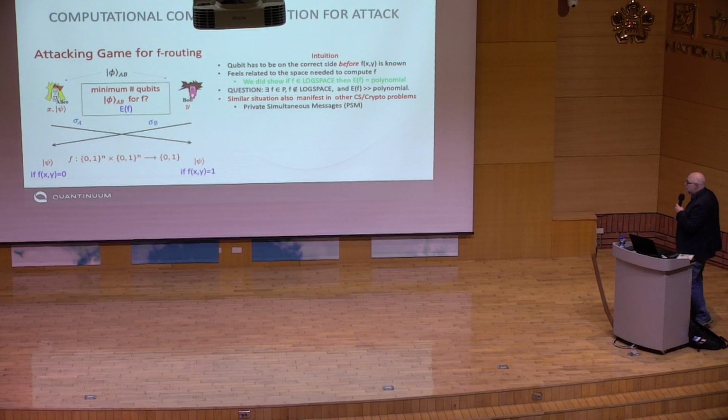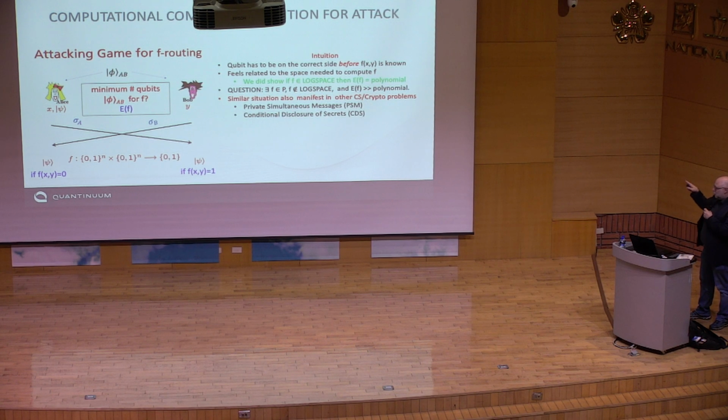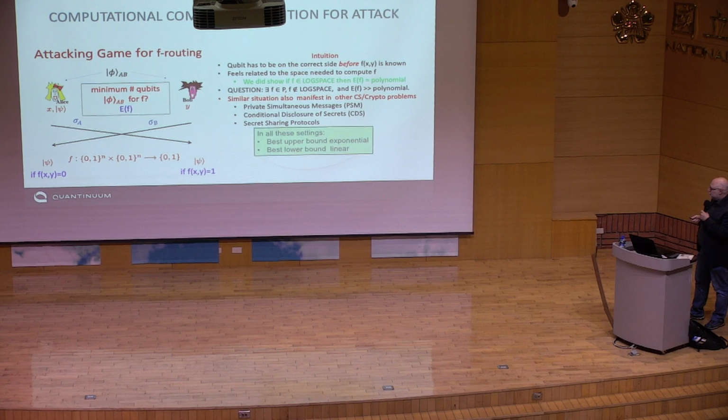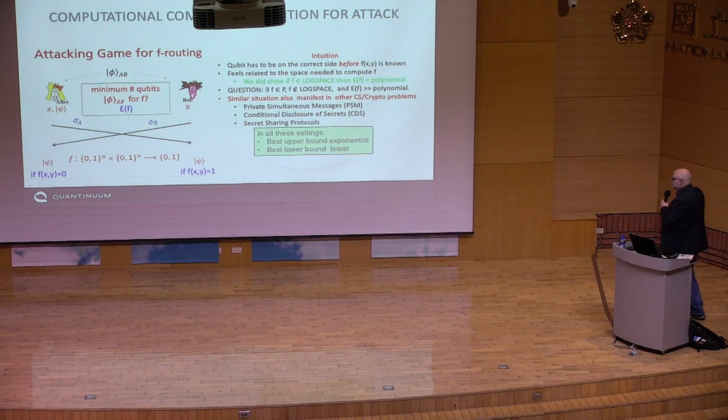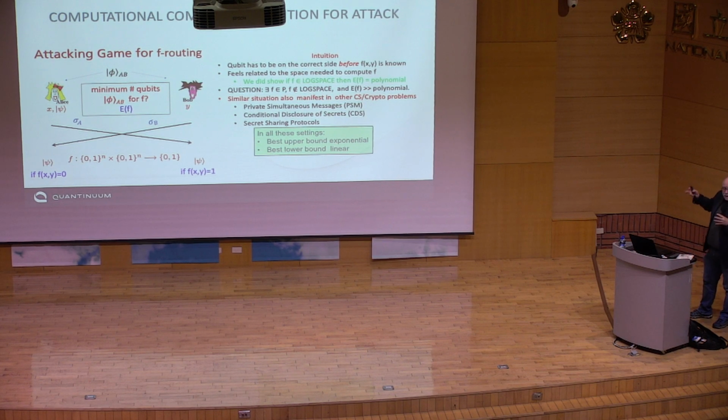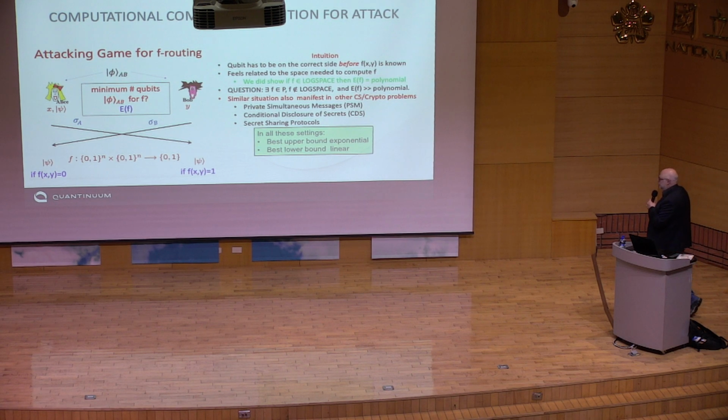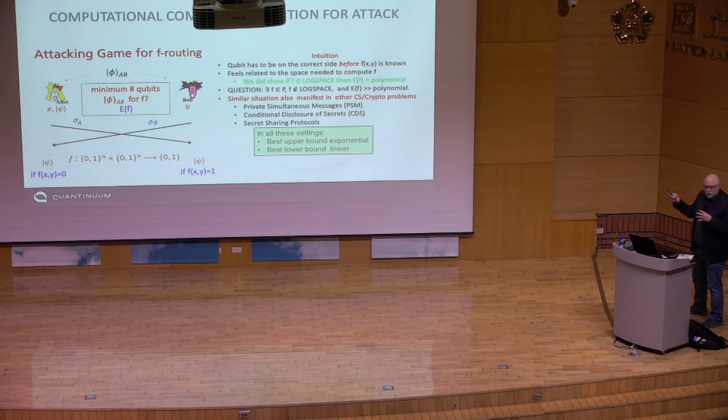One is called private simultaneous messages. This is something that cryptographers study. Another one is, and I will talk a bit about this, conditional disclosure of secrets. Secret sharing protocols is something that has a similar flavor. And in all these settings, the best upper bound that we know in whatever is measured there is exponential, just like we have for our F routing, and the best lower bounds are linear. And so there's a huge gap there also.